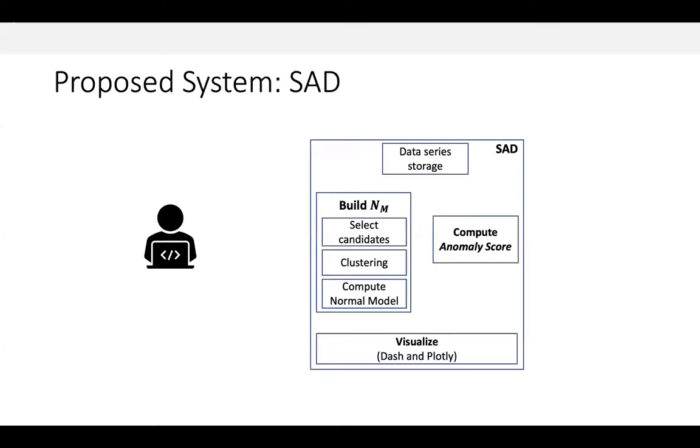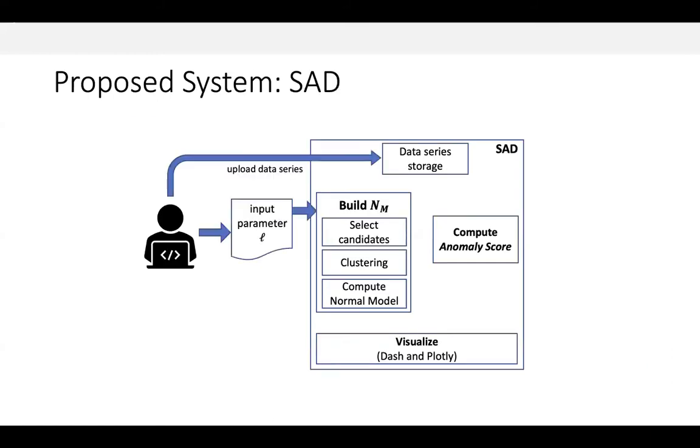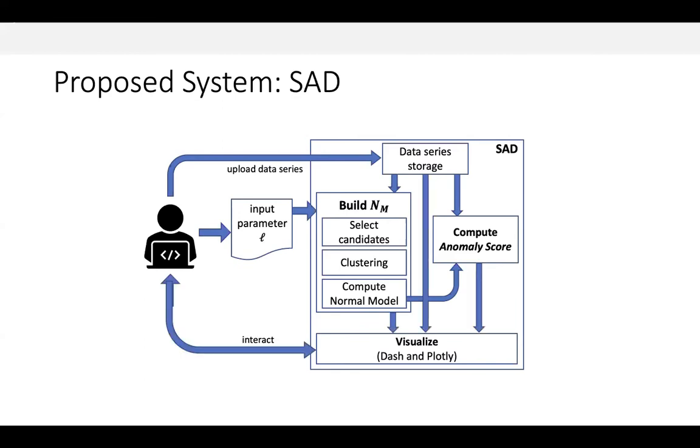Thus, our system works as follows. The user is asked to upload a data series to the system, as well as the minimum required parameter, which is L. She can also choose non-critical parameters, and also select which subsequence selection variant of norm to use. The system then runs both normal model computation and anomaly detection internally. The resulting score for all subsequences of the given data series is then returned with interactive visualization.